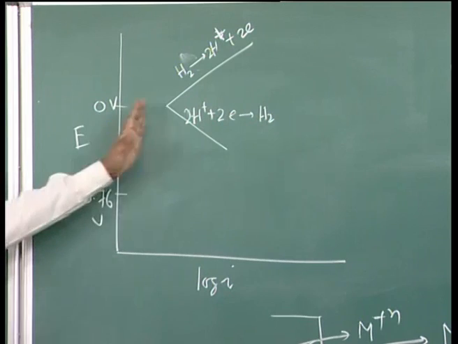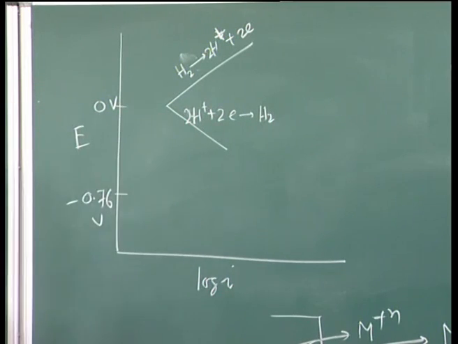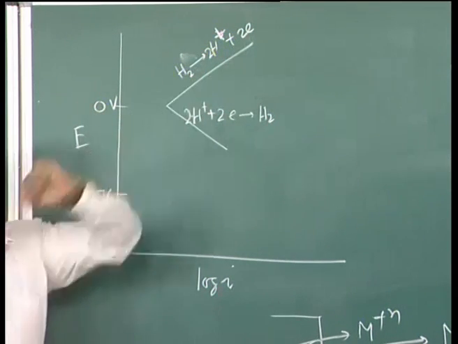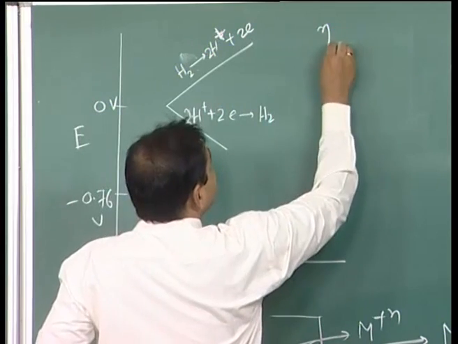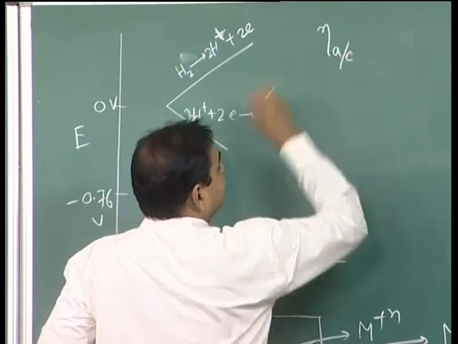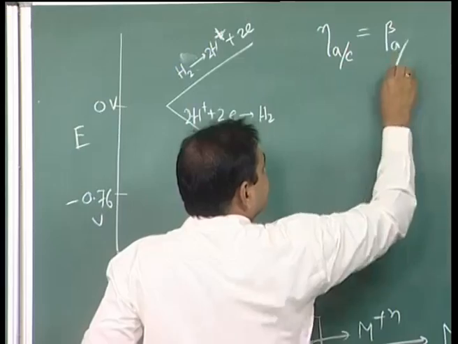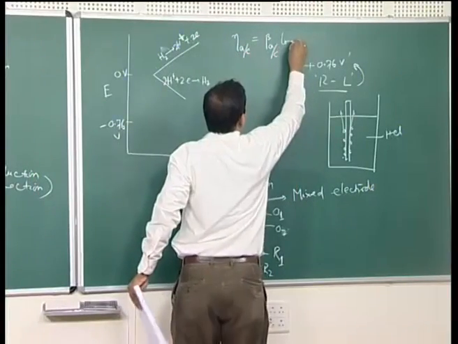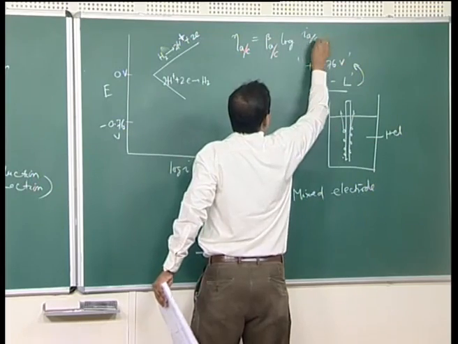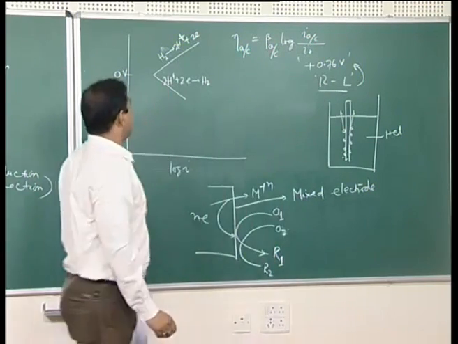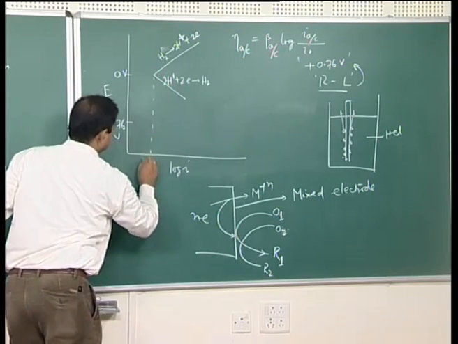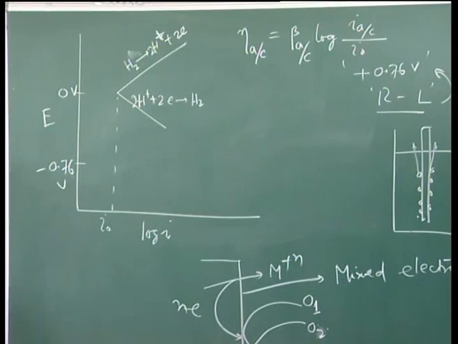This reaction. If you have a cathodic polarization in the case of hydrogen only, it will follow this line. If you follow the cathodic-anodic polarization for hydrogen, it will follow this line. And this equation is nothing but η = β_A for anodic, β_C for cathodic, times log of I_A for anodic, I_C for cathodic, over I_0. And I_0 is nothing but this one. Since I am plotting with respect to log I, it would be log I_0.